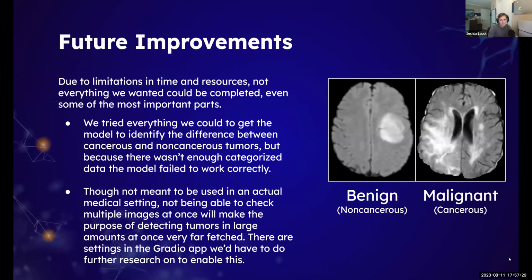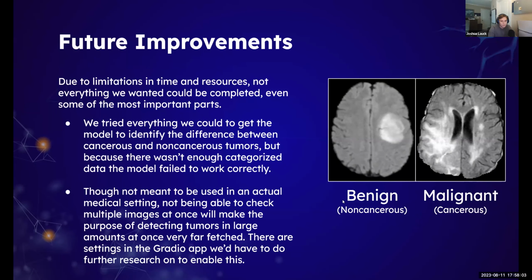So there are definitely some improvements we could make to the product in the future. The limitations of our time and resources meant we couldn't do everything we wanted, even the most important part. So we wanted our AI model to be able to differentiate between cancerous and non-cancerous tumors, shown right here, which have a distinct visual differentiation. So they could tell, but the small data set that we found, and we couldn't find any more, meant that it was overfitting, and we couldn't get it to identify any other tumor.